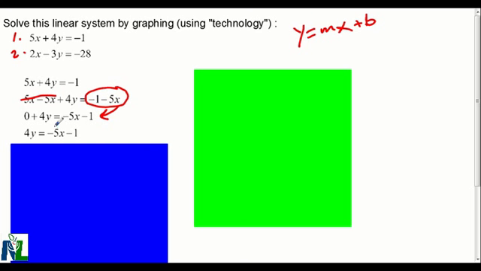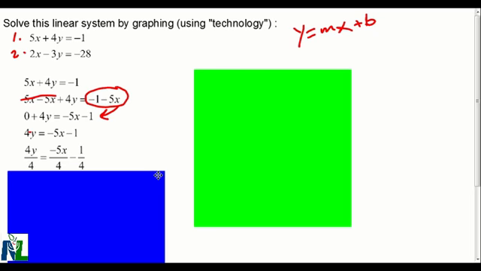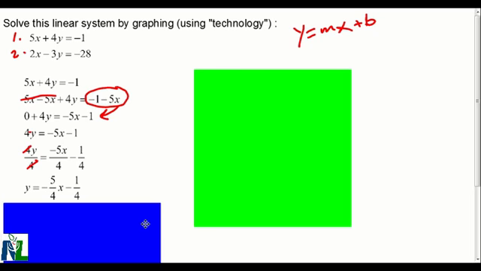Now 4y means 4 times y. So to get y by itself on the left-hand side, I'm going to divide the left-hand side by 4. But because I divide the left-hand side by 4, I must divide both pieces on the right-hand side by 4 as well. 4 divided by 4 is 1, so I'll have 1 times y on the left-hand side. So I'm just going to have y left on the left-hand side. And on the right-hand side, I'm going to have negative 5 over 4x minus 1 over 4. So I've rearranged equation 1, and it's now in y equals mx plus b form.